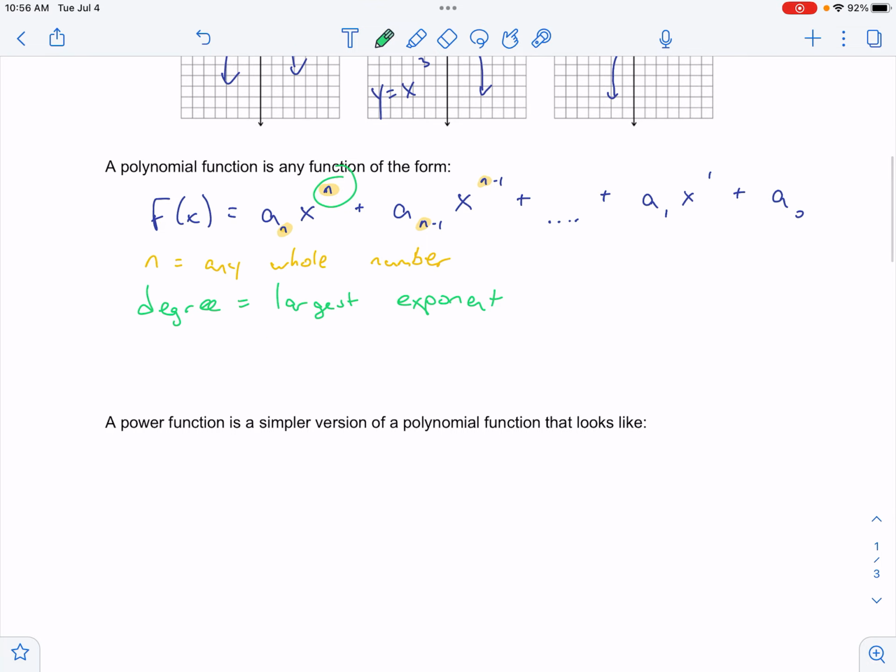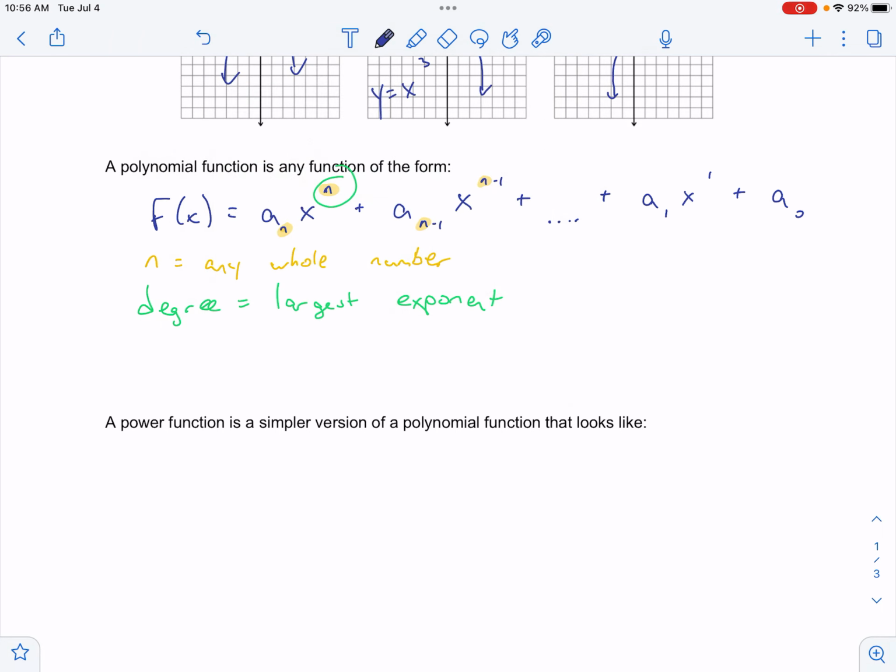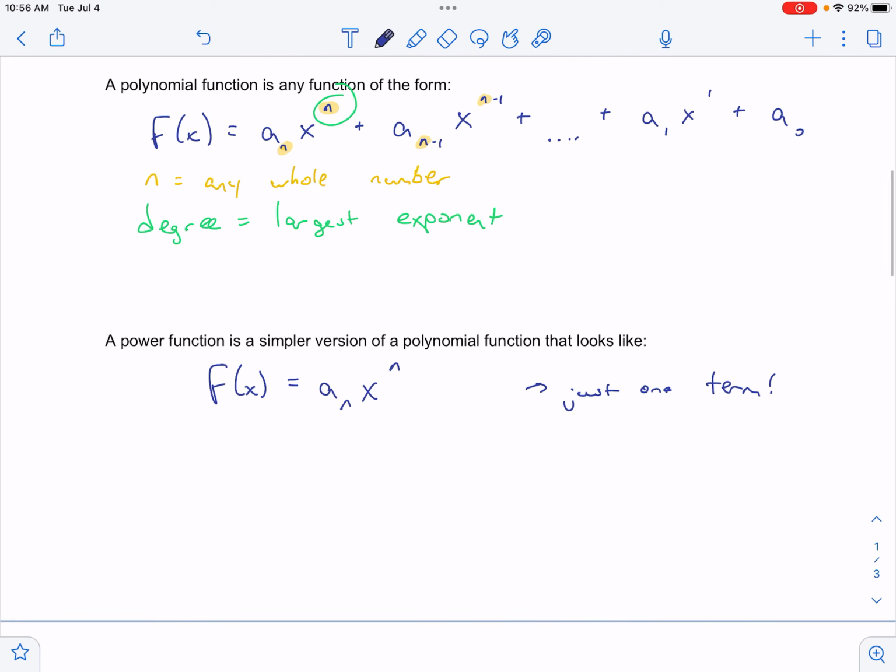A power function, on the other hand, is just a simpler version of a polynomial function that looks like this. It's just one term. Polynomial functions have lots of terms. Power functions just have one. So an example of a power function would be something like y is 6x cubed.